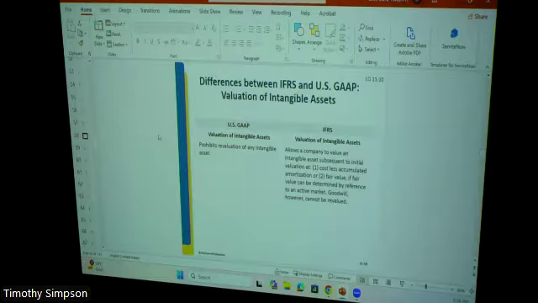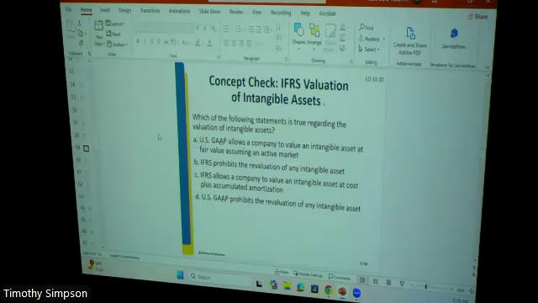In the international standards, we'll put it on the books at cost minus any accumulated amortization, if there is, or the fair value, if the fair value can be determined, but we can't do anything with goodwill. We can't revalue that. But again, we can still make an impairment in the international standards.